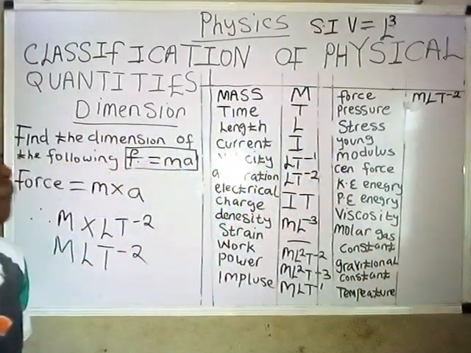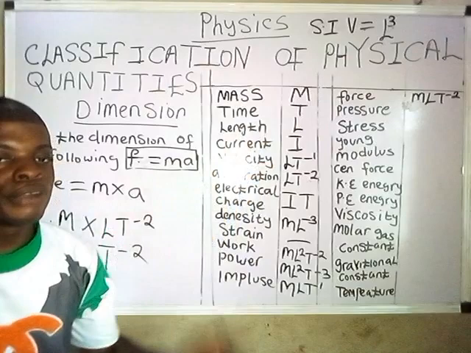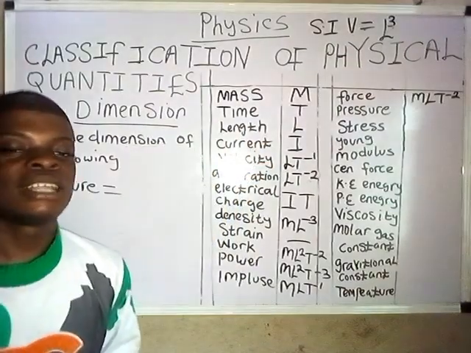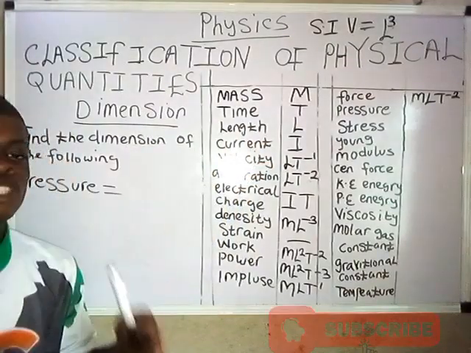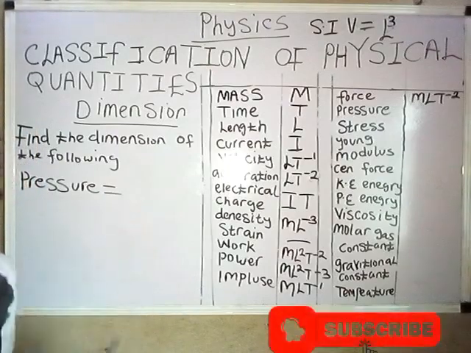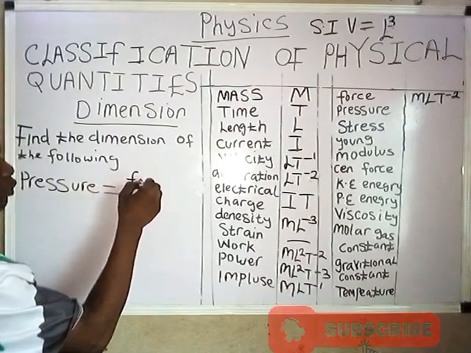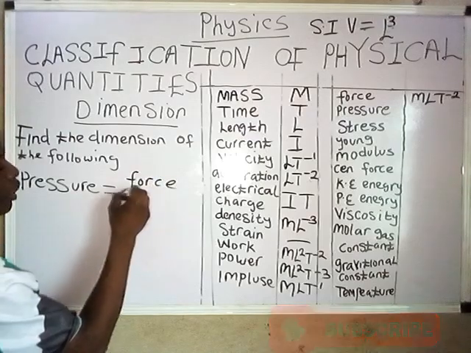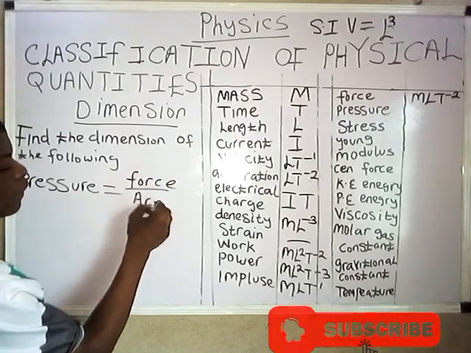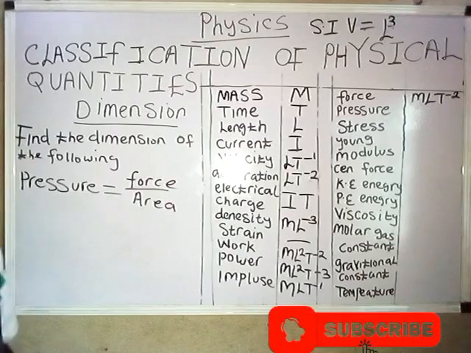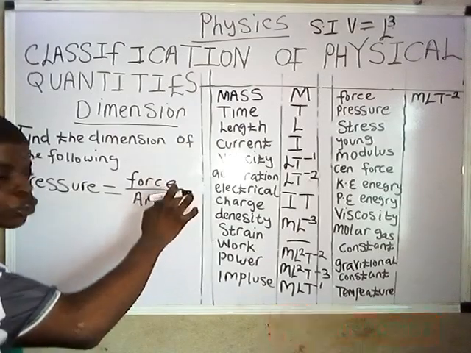So let's look at the dimension of pressure. Okay, guys, let's get the dimension for pressure. First of all, what's the formula for pressure? The formula for pressure is force over area. This must be noted. So let's look at the dimension of force.